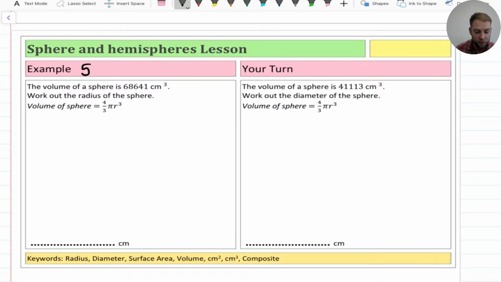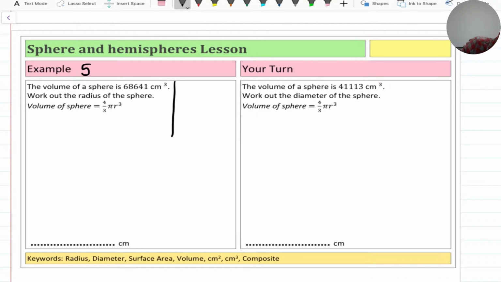And it says that the volume of a sphere is 68,641. Work out the radius of the sphere. Now this one here is working backwards, isn't it? So we need to follow those 4 steps for working backwards, and they are: write down the formula, substitute in, simplify, and then work backwards. So I'm just going to write those down in case you haven't got them. We have done these before.